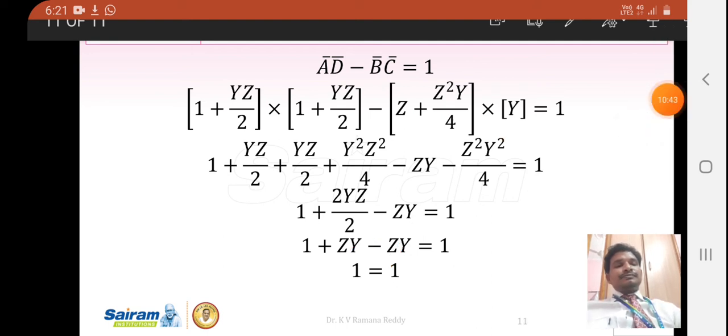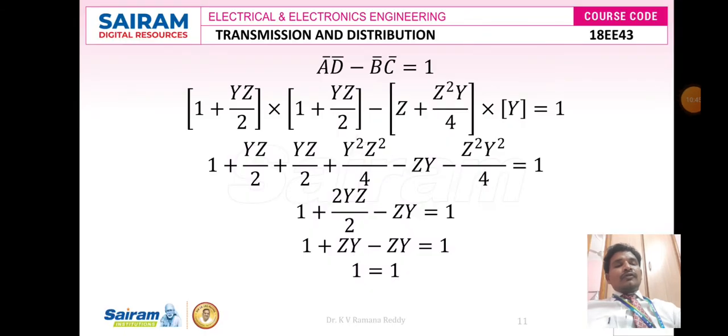Therefore, for the given nominal T section network of a medium transmission line, we calculated the transmission line constants like voltage gain, current gain, line impedance and line admittance.